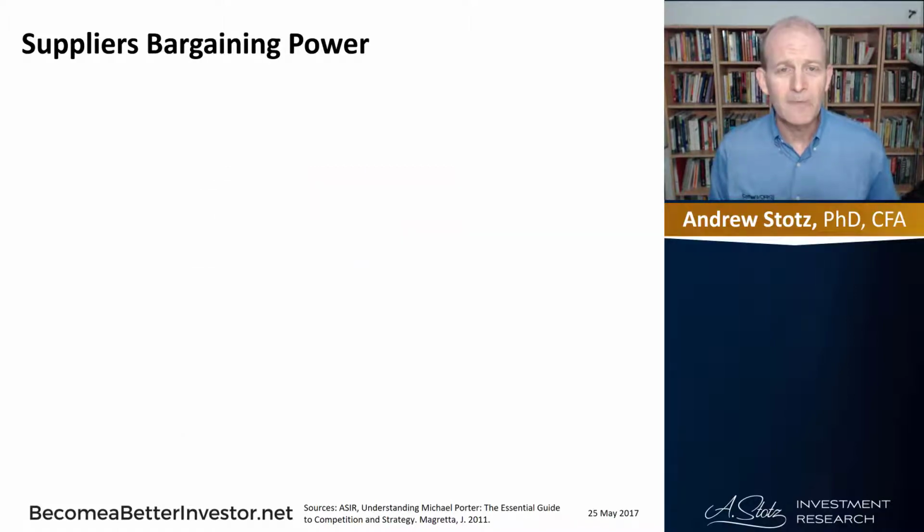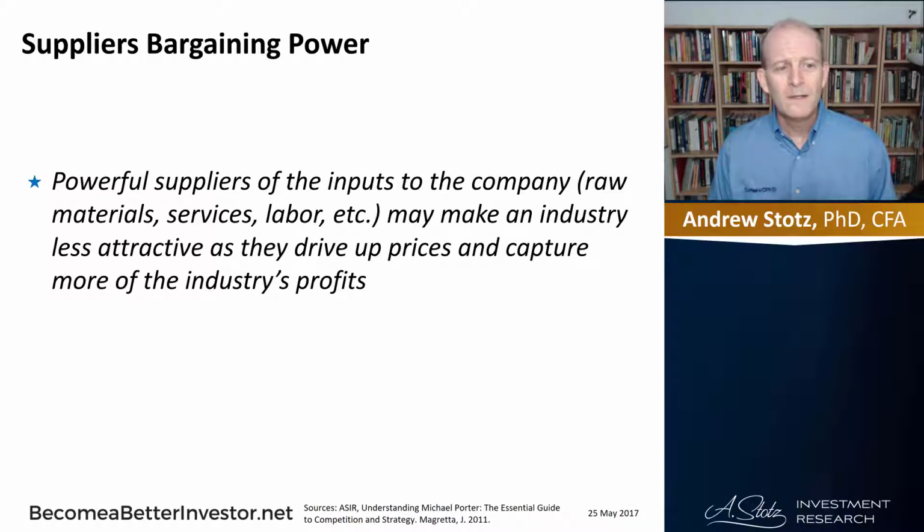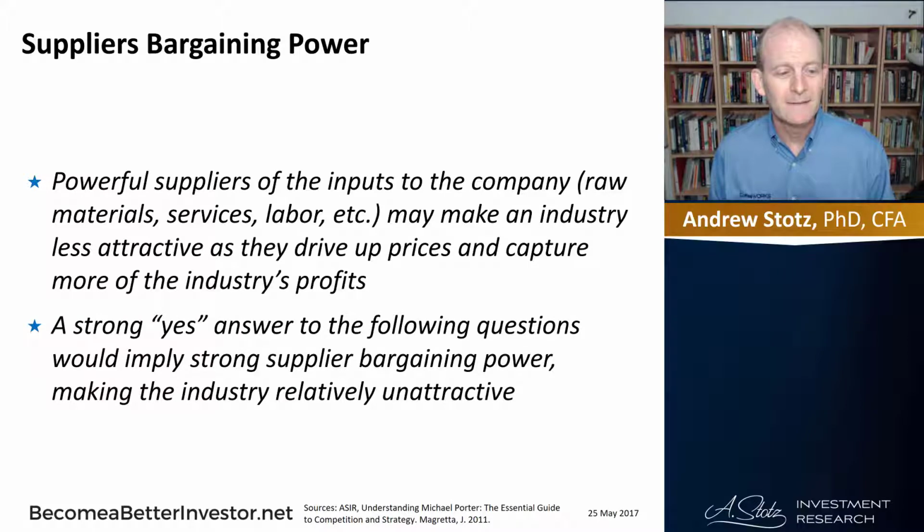First, suppliers' bargaining power is the first thing you want to think about. Powerful suppliers of the inputs to the company, we're talking about the raw materials, services, labor, even labor unions, may make an industry less attractive as they drive up prices and capture more of the industry profits. So powerful suppliers can be painful for the company that I'm analyzing. These are the questions that I've come up with. A strong yes answer to the following questions would imply strong supplier bargaining power, making the industry relatively unattractive.